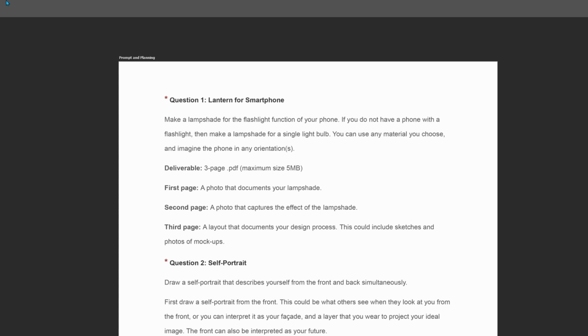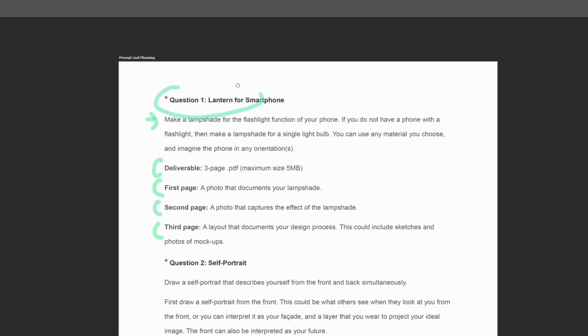The first question or prompt they give you is to make a lantern for your smartphone. And the instructions are here. It says make a lampshade for the flashlight function of your phone. If you do not have a phone with a flashlight, then yada yada yada. Now, of course, this has to be a physical model, so you will need to actually build it yourself. And they do give you instructions, a 3-page PDF with what's supposed to go on the first, second, and third page.